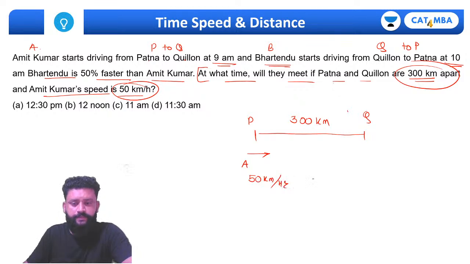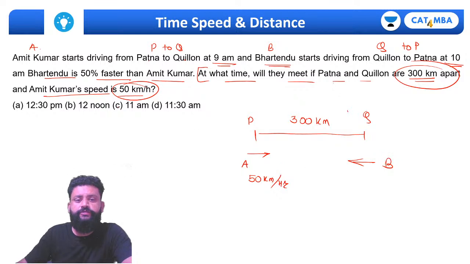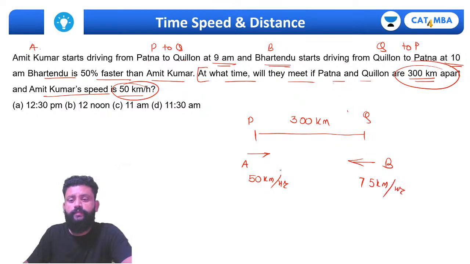A started from P with the speed of 50 kilometers per hour. So surely P is 50% faster. 50% of 50 is 25. That has to be 75 kilometers per hour.